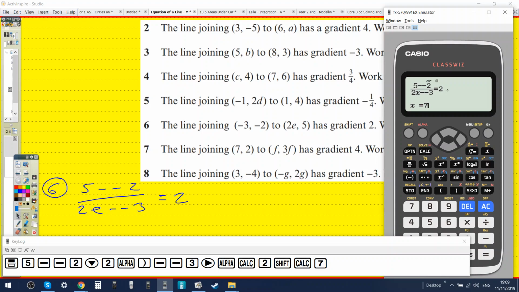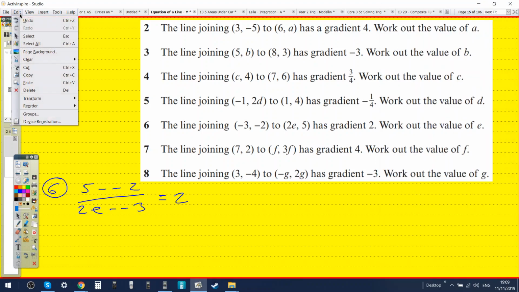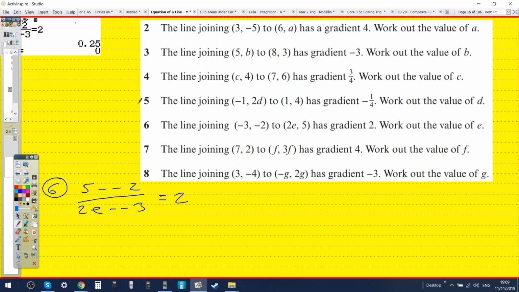Something looks wrong here. I got x equals 0.25, so I think I've probably written something wrong. Oh, no, correct. x equals 0.25. Oh, right. Or a quarter, same thing. And so that's why it makes your life much easier to do these that way. Try question 8.